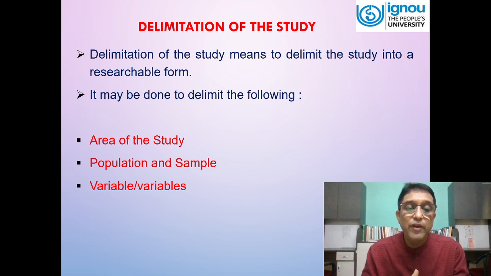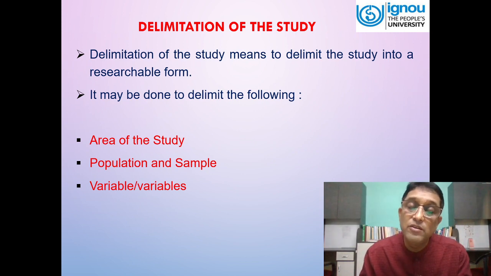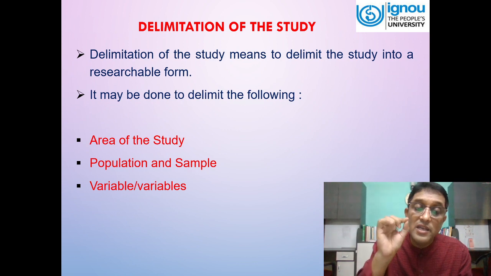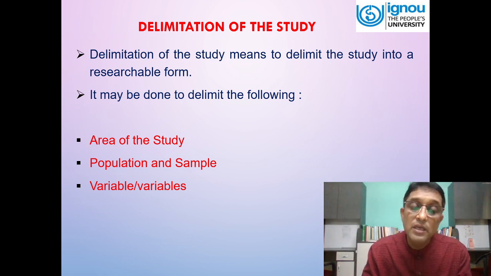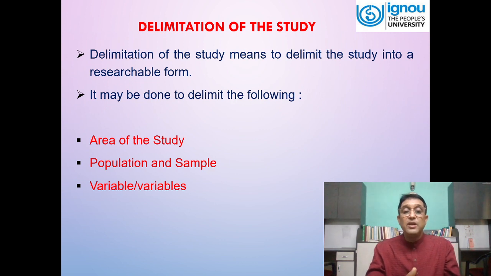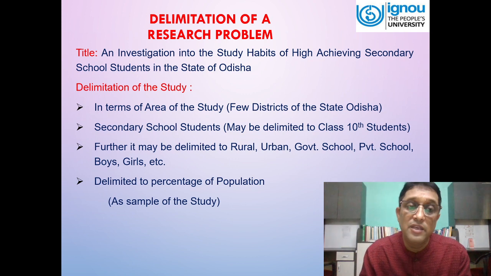Okay, then further, variables. You can also bring certain limitations about the variables. So three terms I mentioned: area of the study, population, then variable. By using these three aspects you can delimit your study. Let us discuss with an example.